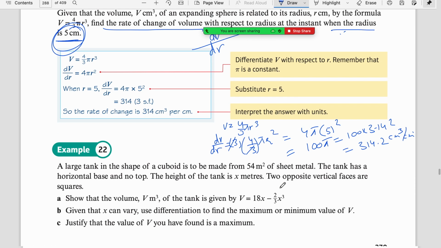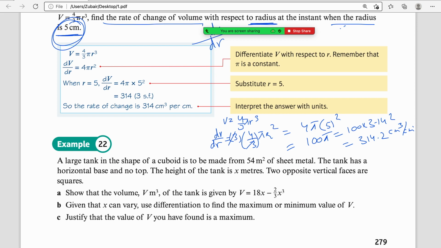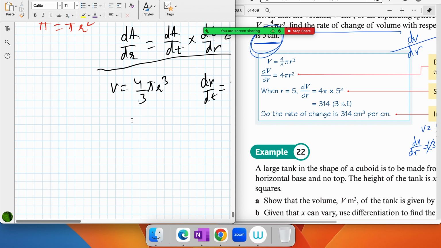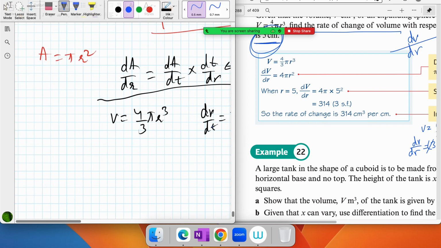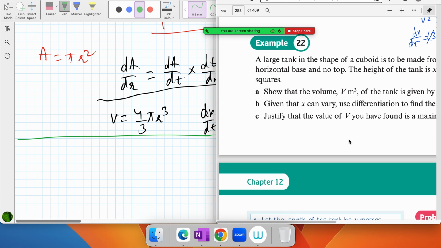Any confusion? Yes, Mohammed. Okay. And which is that? Okay, we can discuss it. Let's just get over with this one first.